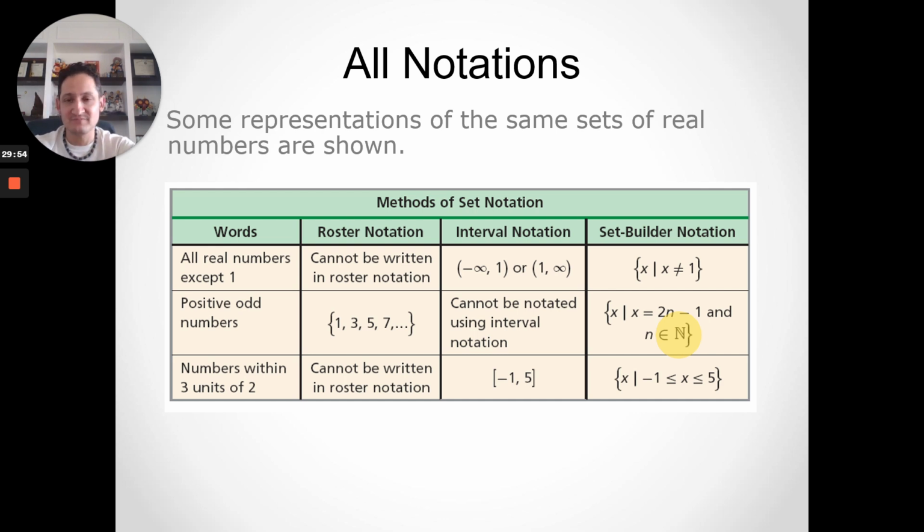And then numbers within 3 units of 2. So -1 that way, 5 that way. I wouldn't write a roster because there are a lot of decimals. Interval works, and set builder works because I can just use the same inequality that we would use for interval notation. So that's pretty much it. So this is kind of what we're going to do. We're going to practice a few.